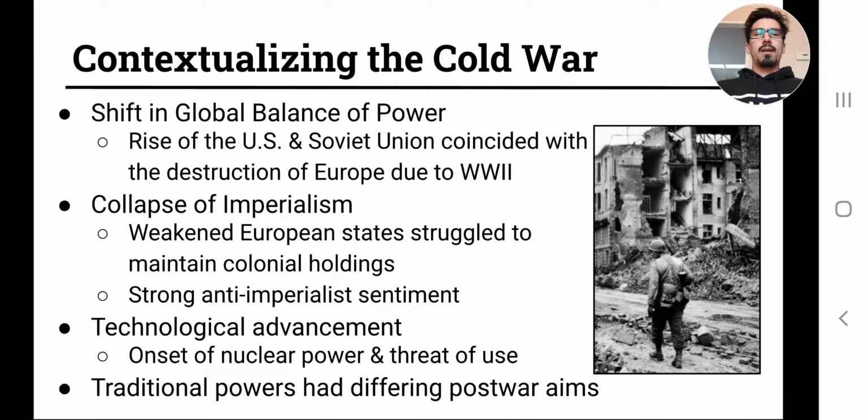So that's something that's going on as we go into the Cold War. You also have a general collapse of imperialism, and it's keyed in again on Europe being weak following World War II, because of recovery efforts, the damage to infrastructure, economy, and stuff like that. It gets really difficult for a lot of these European states to maintain their colonial holdings, as well as there's a strong anti-imperialist sentiment among the colonized nations.